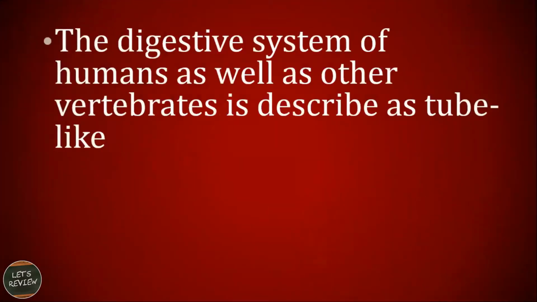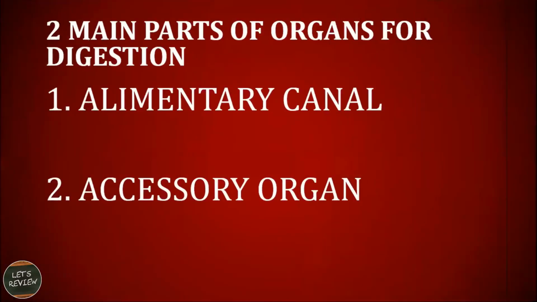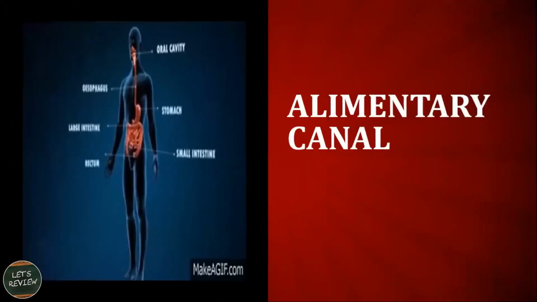The digestive system of humans as well as other vertebrates is described as tube-like. There is an opening where food can enter and where waste products can exit. The two main parts of organs for digestion are the alimentary canal and the accessory organs.